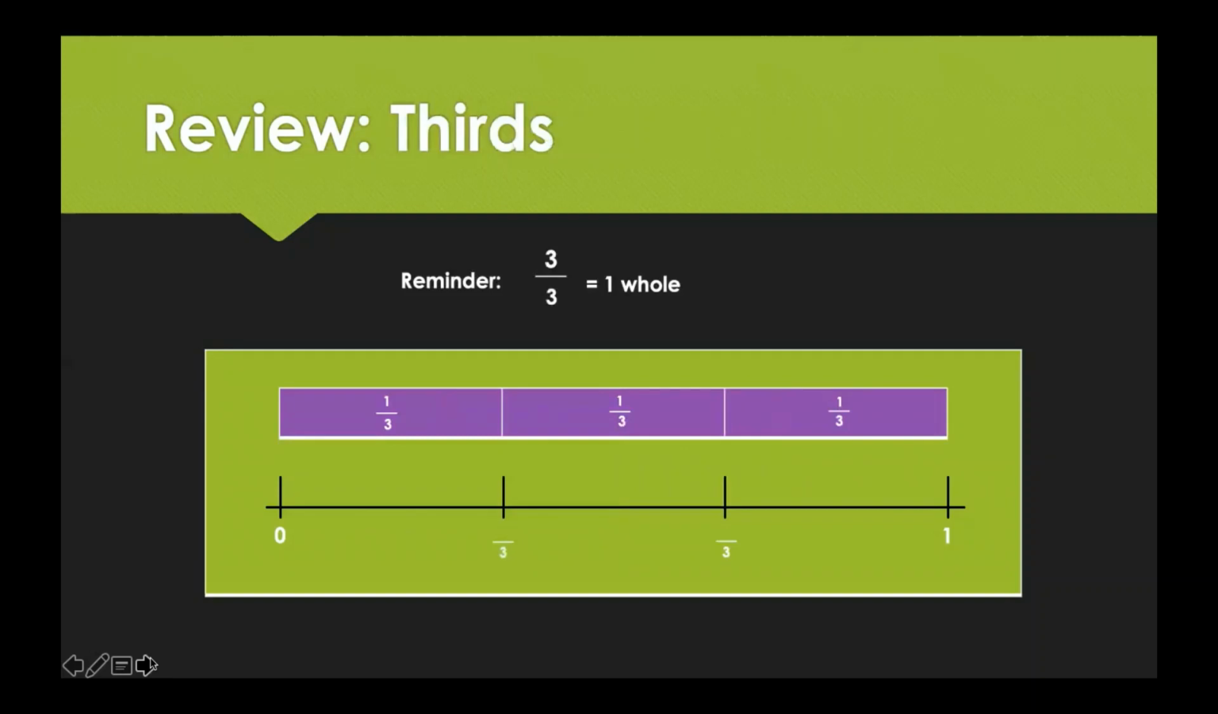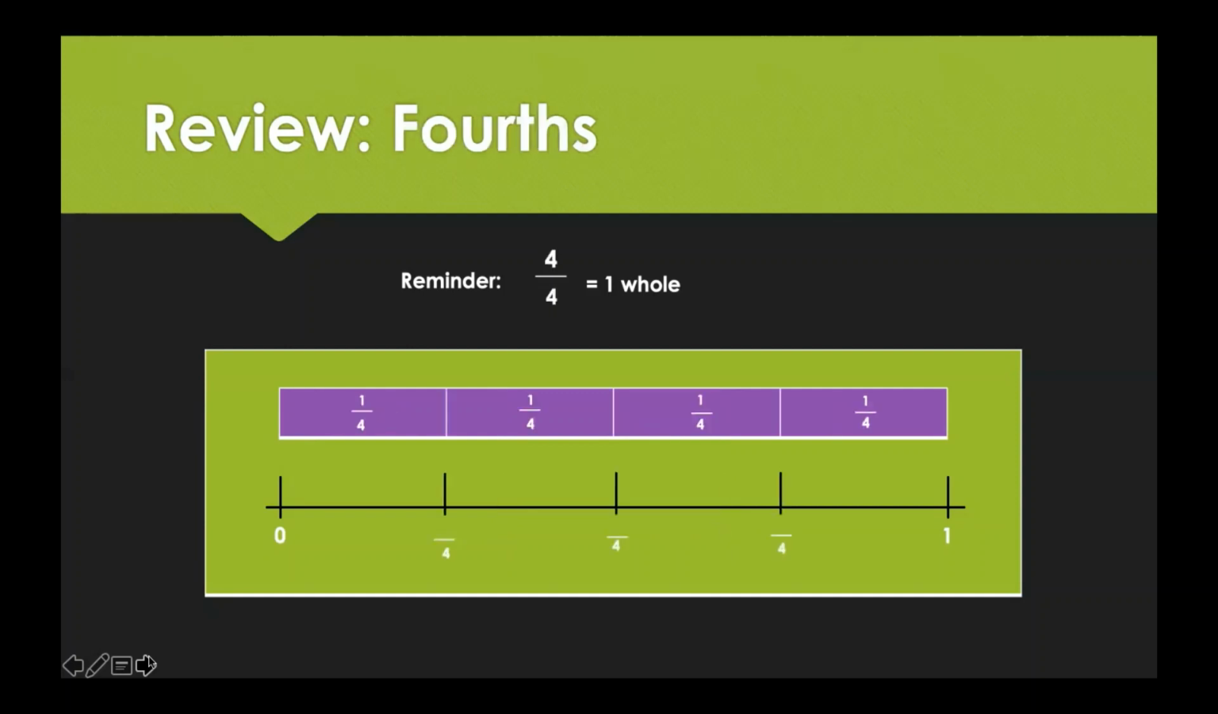Thirds. Start and end point. Let's count. 1/3, 2/3, and of course, the 1 whole, which is 3/3, because 3/3 equals 1 whole. The space on this number line has been divided into 3 parts, 3 spaces, because our denominator is 3.